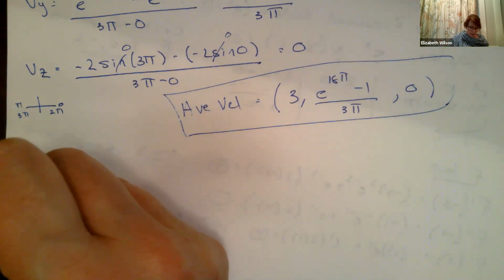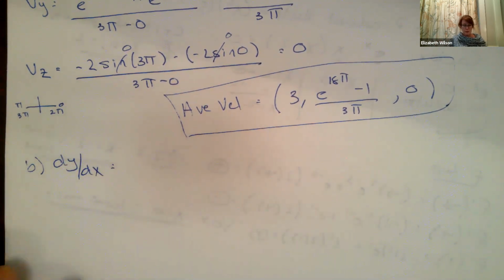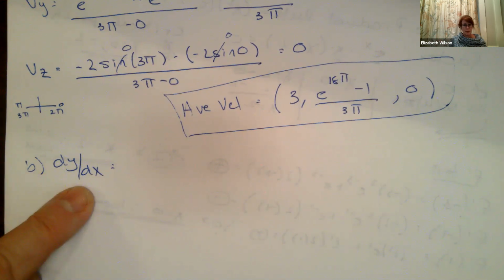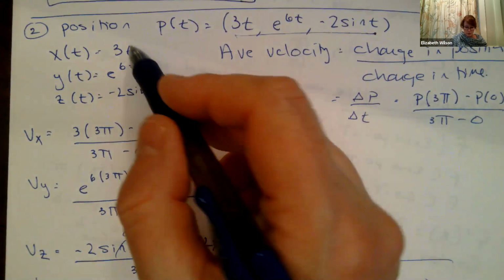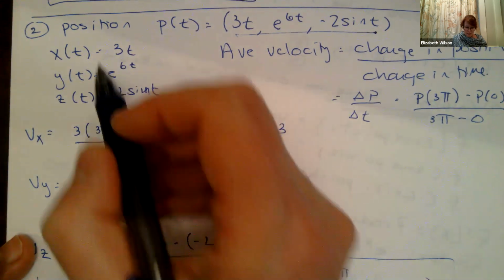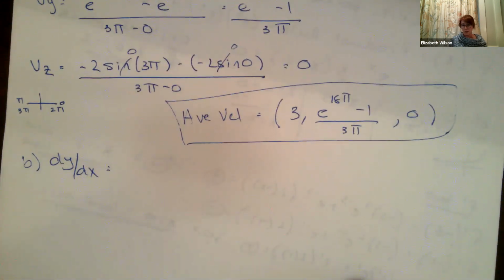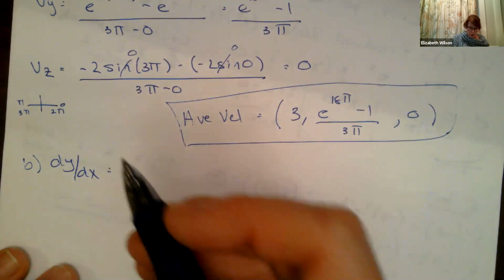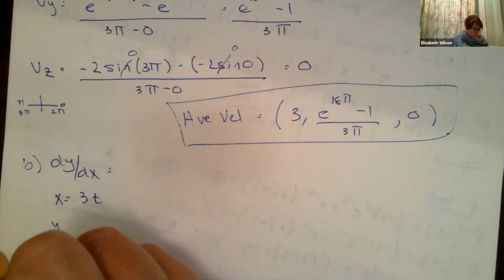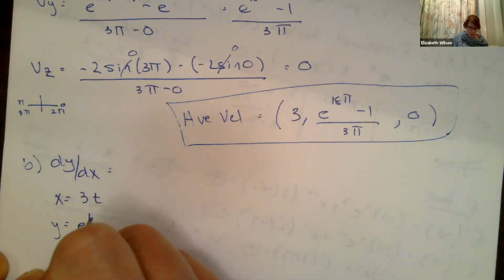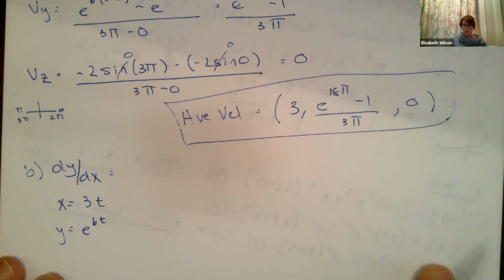All right, part B was dy dx. So that means I need the derivative of y with respect to x. So I'm going to go back up, see these equations here, right? So I've got my x of t and I've got my y of t. So I only need those top 2 because I didn't ask for dy dz, it just said dy dx. So let's remember, x is equal to 3t, and then y is equal to e to the 6t. Now, this derivative here is all just in terms of x's and y's. There's no t's.